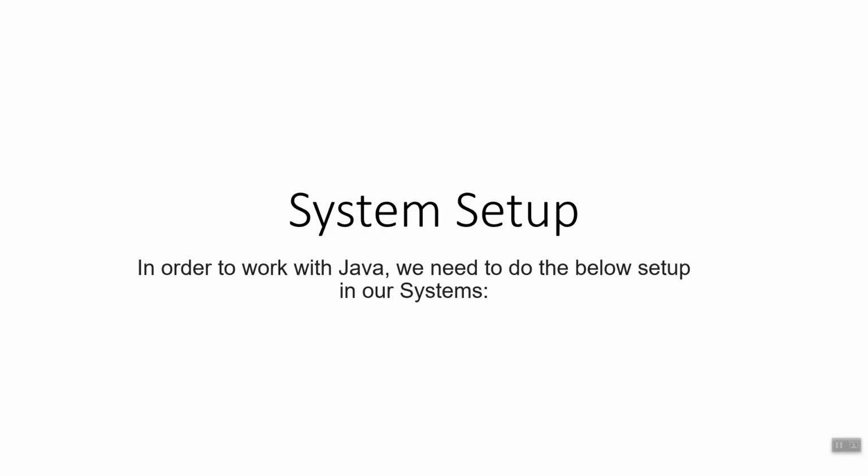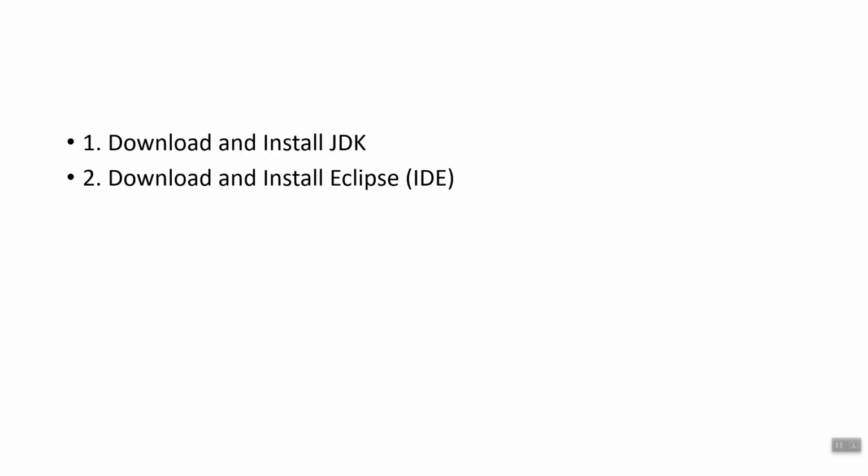In order to write, compile, and run Java programs, we need to do the following. First of all, we have to download and install JDK, and secondly, we have to download and install Eclipse. Eclipse is an IDE. The full form of IDE is Integrated Development Environment. In this course, we are going to use Eclipse to write and run Java programs. So we can say Eclipse is a software tool which is used to develop Java programs. We'll discuss it in detail in the upcoming lecture.